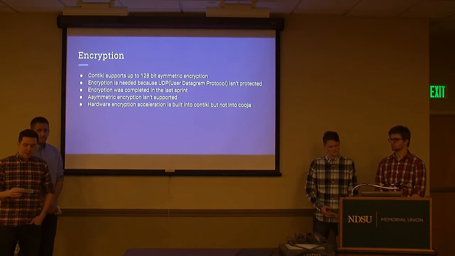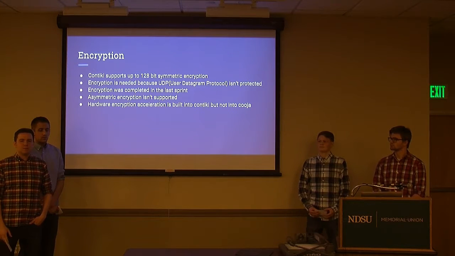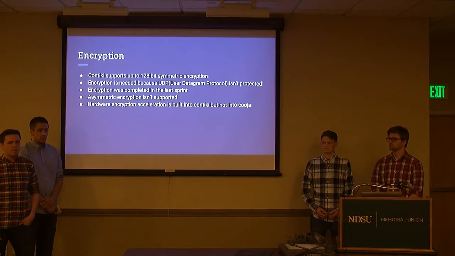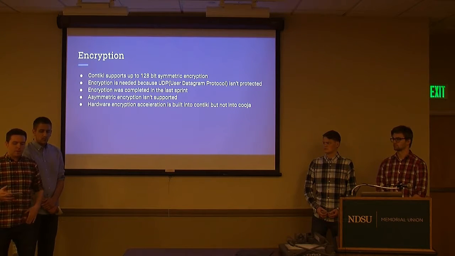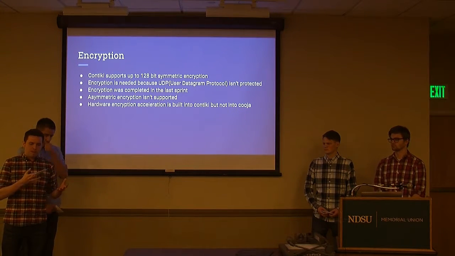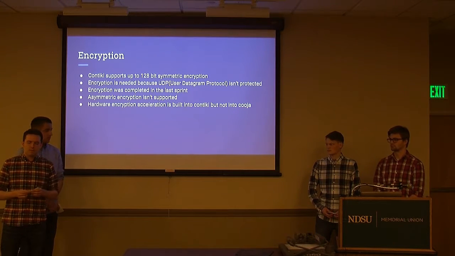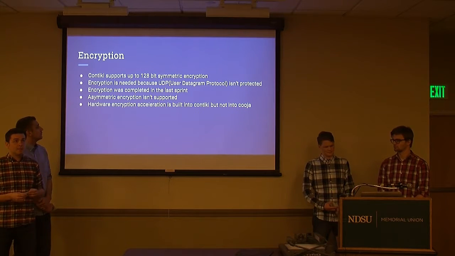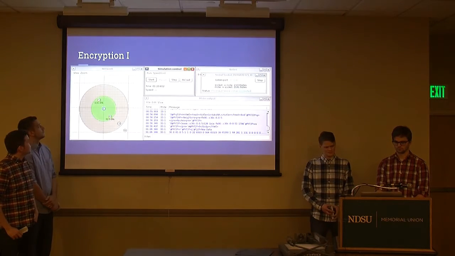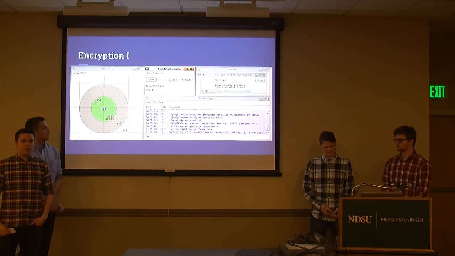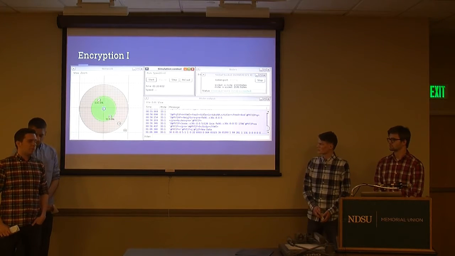Encryption was completed in our last sprint, and hardware acceleration is built into a lot of the boards that are supported by Kentucky, but it's not supported by Kuja. So the real world numbers that we get and the numbers that we get from Kuja could differ a fair bit. And Kentucky supports up to 128-bit encryption. So here's an example of our network simulated within Kuja and it working with its encryption.